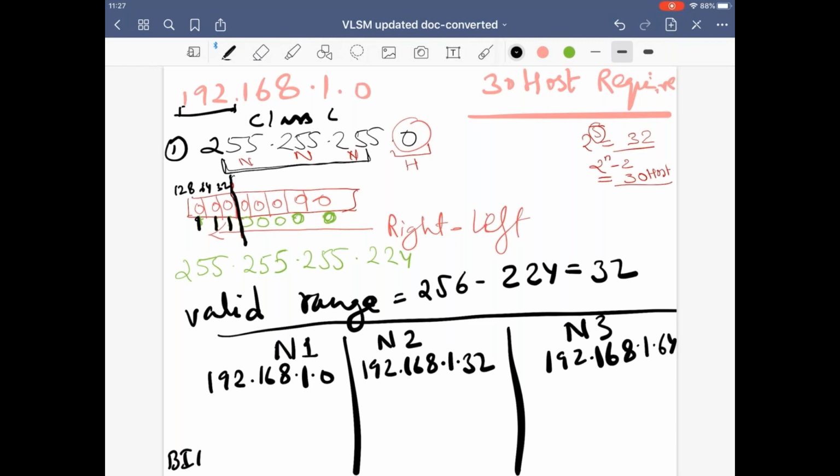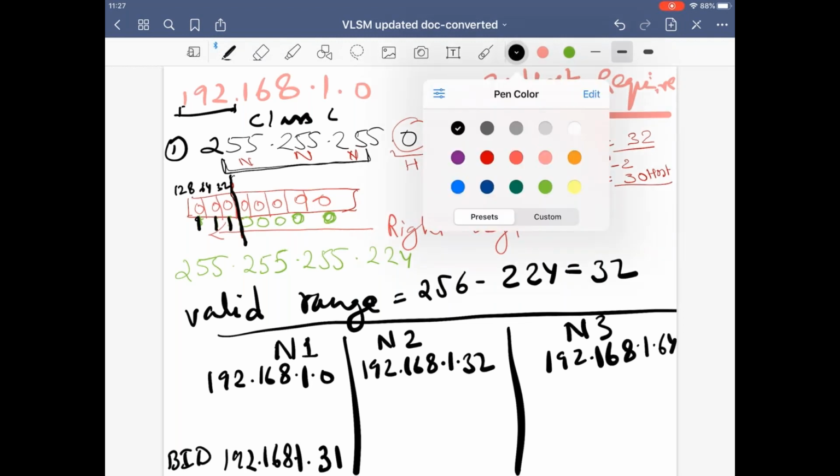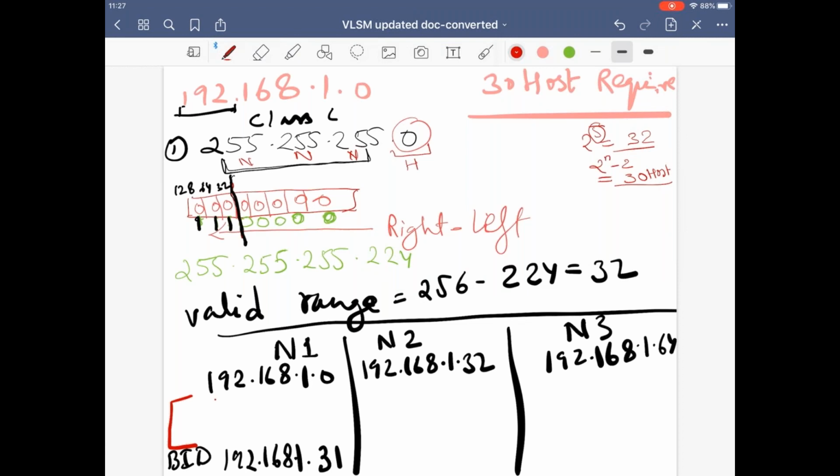My broadcast ID for network 1 is 192.168.1.31, correct? And the middle ones are my valid hosts, starting from 192.168.1.1 till 192.168.1.30. So this is my exact requirement. I got 30 host IP addresses. Done.